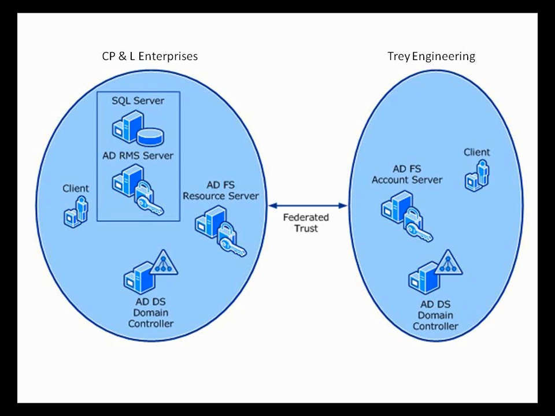In my virtual environment, I've already completed the ADRMS step-by-step guide, which creates a new forest for an organization called CP&L Enterprises with an ADRMS installation. I've also created a new forest for Trey Engineering, one of CP&L's partners. Here is a diagram that shows the virtual machines that I will be using. Here, CP&L is the resource forest, and Trey Engineering is the account forest. Alright, let's get started.